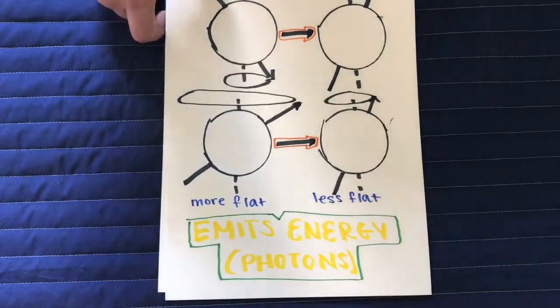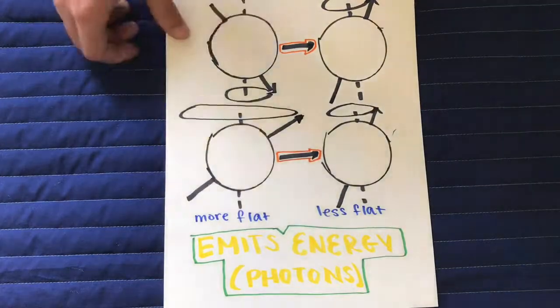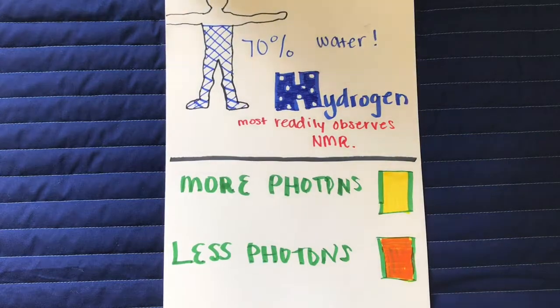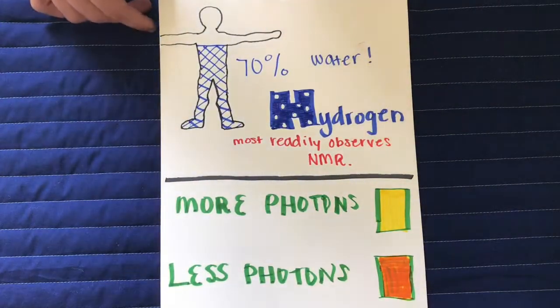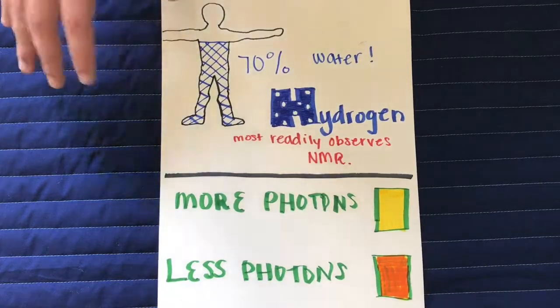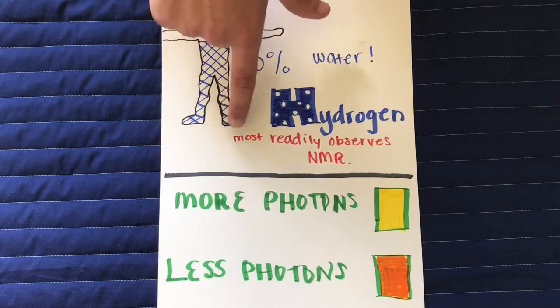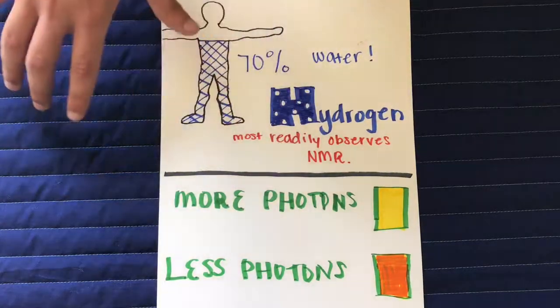Okay, so how does this all relate to MRIs? How do MRIs work? What's the science behind MRIs? Well, it's this. MRIs measure the concentration of hydrogen in your body. Hydrogen has the highest nuclear magnetic resonance signal, meaning it most readily exhibits NMR, this process that we just explained.